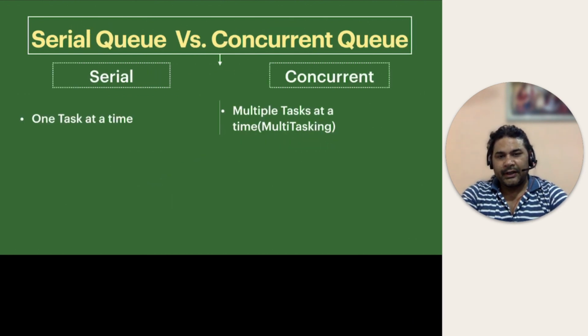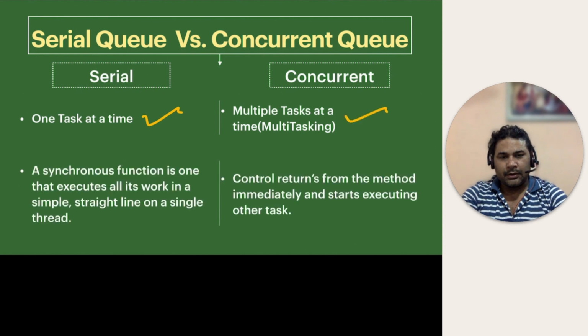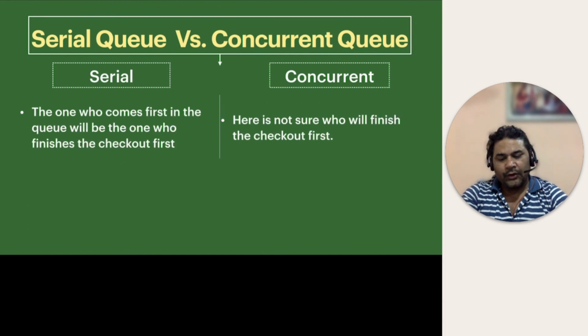We will compare serial and concurrent queues here. A serial queue picks one task at a time, and a concurrent queue picks multiple tasks at a time. Synchronous we will discuss in a minute. A synchronous function is one that executes all its work in a simple straight line on a single thread. When we are executing on a single thread, it's serial, and when we are executing multiple tasks, it's concurrent.